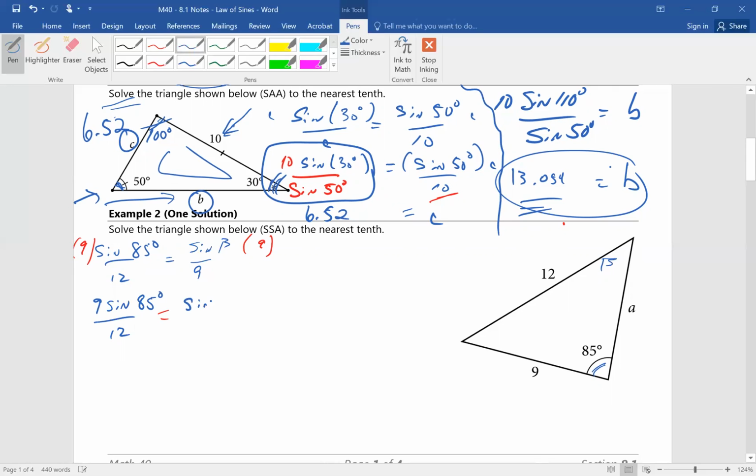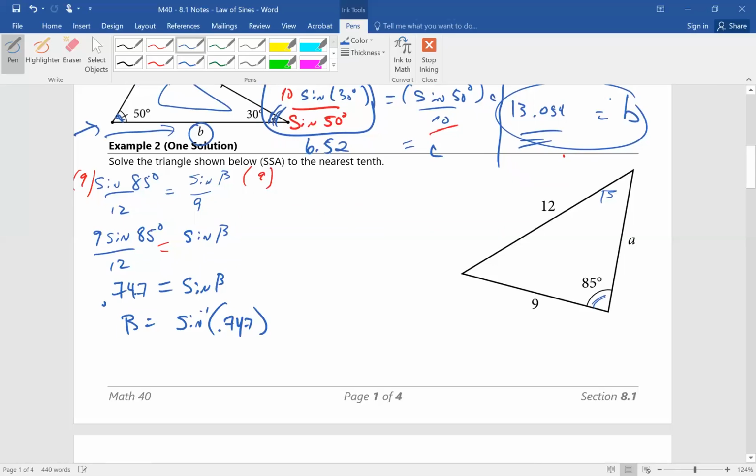What's the sine of beta? When I crank all that out on the left side, I should get 0.747. I have not rounded yet the sine of beta. When I do the inverse, I'm going to take in that ratio, and it should give me the angle that represents that ratio.